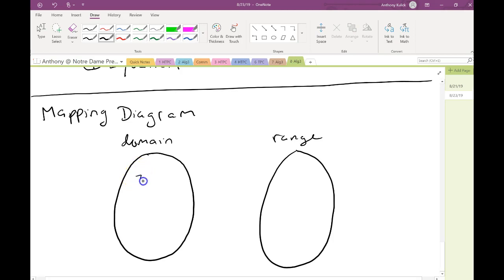So let's say the domain contains the numbers 3, -2, 0, and 10. And usually we put a little dot next to these to represent those numbers. And let's say in the range we have the numbers 6, -3, -8, and 13.